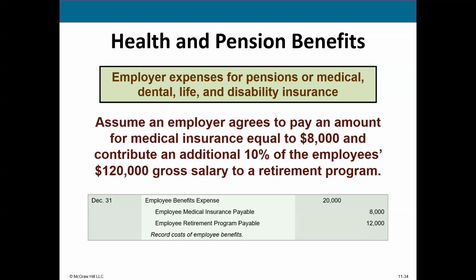So the way that that works is we would debit employee benefits expense, $20,000, which equals the 8,000 for the medical insurance plus the 12,000 for the retirement benefit. 120,000 times 10% is 12,000. So we debit employee benefits expense, credit the employee medical insurance program, and credit the employee retirement benefit program as payables. So that's an example of employee health and pension benefits.